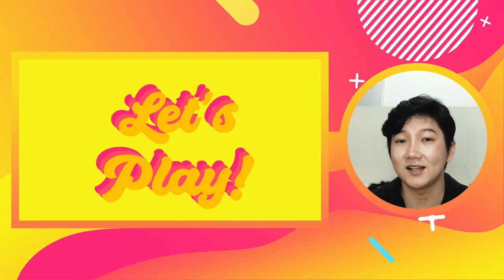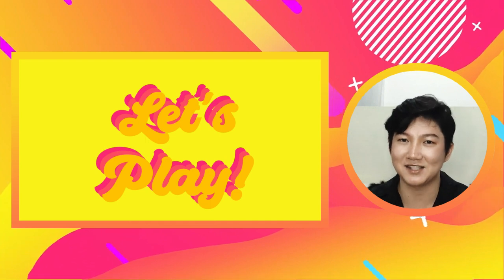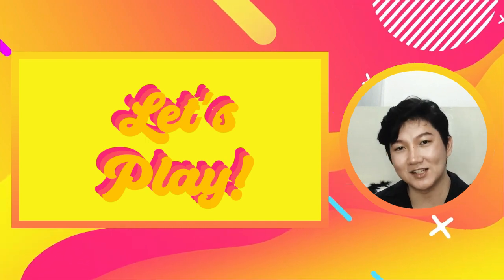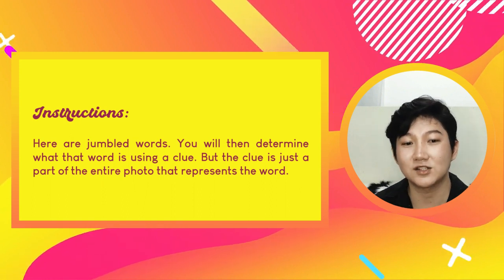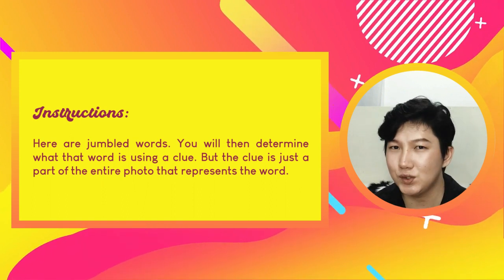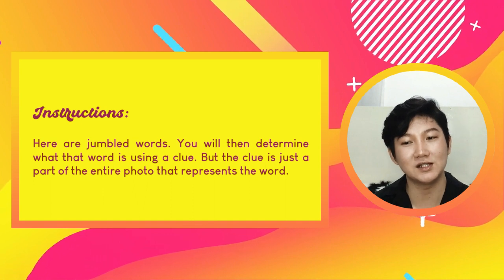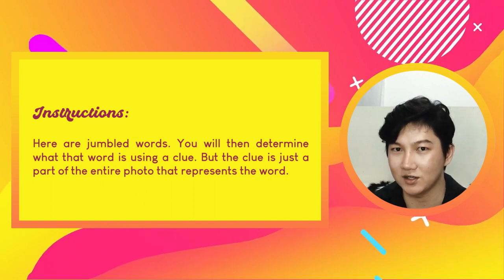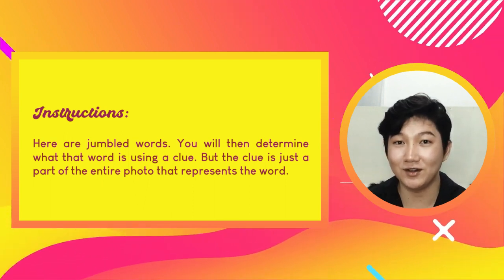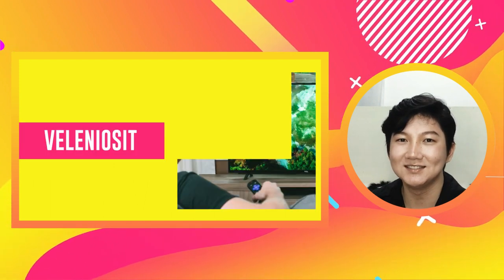But before we go to the lesson, let us first have a simple game. So the instructions are, here are jumbled words. You will then determine what that word is using a clue. But the clue is just a part of the entire photo that represents the word. So here we go. Let's first have number 1.